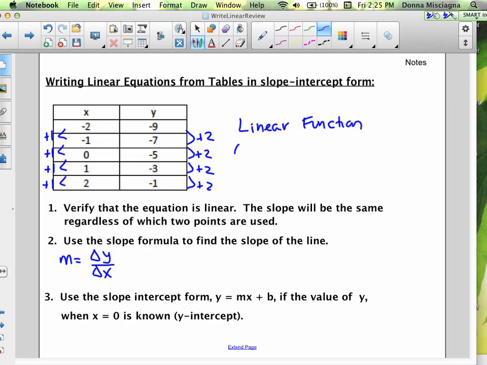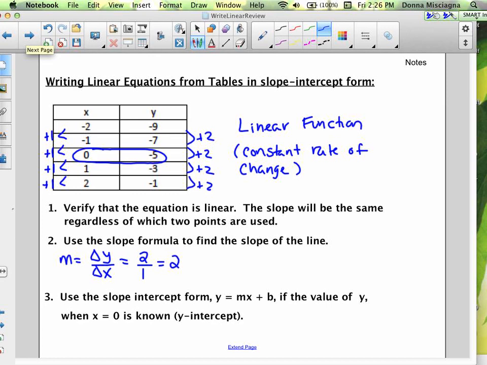And we know it's a linear function because we have a constant rate of change. That's what tells us it's a linear function. Right, so now we can take the change in y, which is 2, divide that by the change in x, which is 1, which gives us a slope of 2. Here we do know the y-intercept. Right? The value of y when x is 0 is -5. Right? So that means our equation is y equals 2x minus 5. Right? And that's all there is to this problem. Let's look at the next problem.